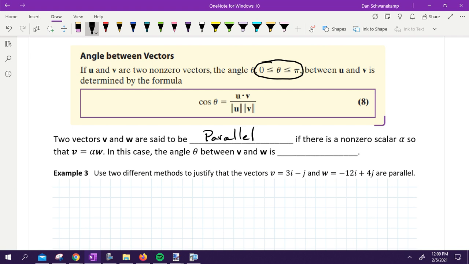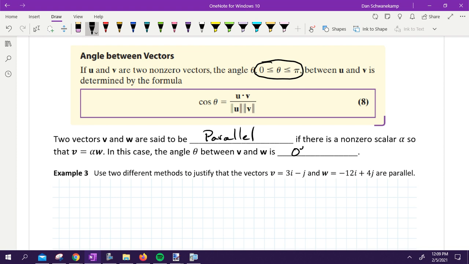Two vectors are said to be parallel if there is a non-zero scalar alpha, so that the vector v is equal to alpha times w. In this case, the angle between v and w is blank. So if you have two vectors that are parallel to each other, what would the difference in the two angles of those vectors be?